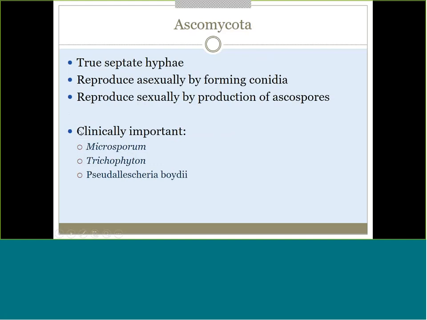Okay, moving on to our next little family, Ascomycetes. These have septate hyphae. Again, they reproduce asexually by forming conidia, which we will see over and over. They reproduce sexually by producing ascospores, which is why they're called Ascomycetes, for the ascospores. The ones that are clinically important in the Ascomycota category are Microsporum and Trichophyton, and then another one that I can never say the darn name, but I believe it's Pseudallescheria boydii. So those are the three clinically important ones here.